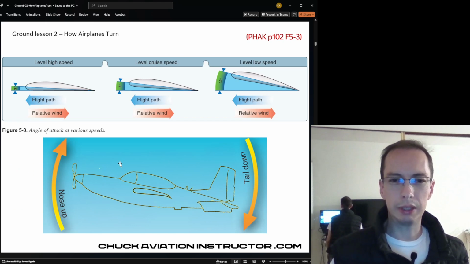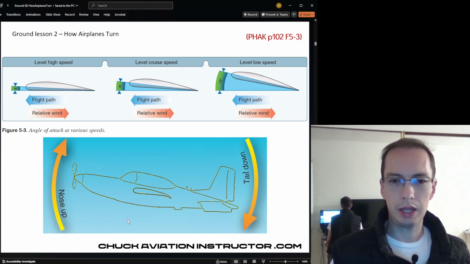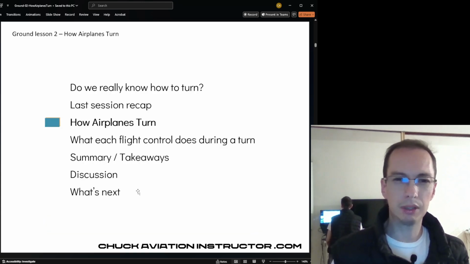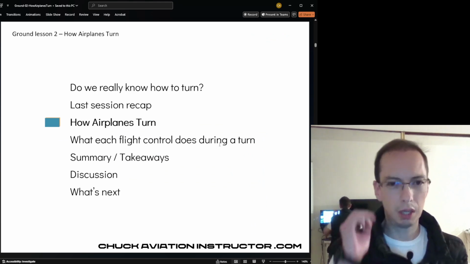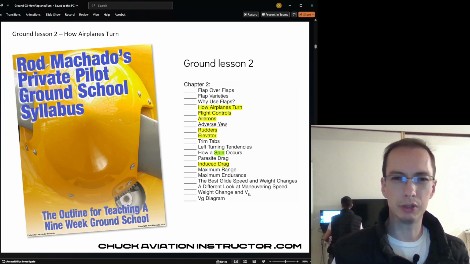So what the pilot can control is how much he raises his nose or lets it down. And by raising or letting the nose down, he changes the angle of attack with the elevator. But I'm not gonna touch what the flight controls do until after I have first described what a turn is. So let's focus on how airplanes turn first.